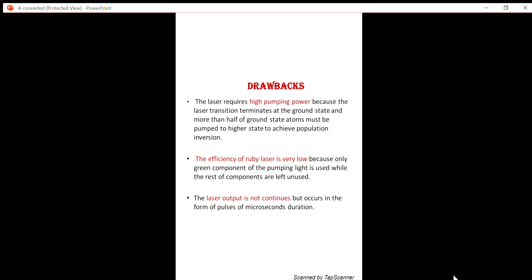Drawbacks of ruby lasers. The efficiency of the ruby laser is very low because only the green component of the pumping light is used, while the rest of the components are left unused. The laser output is not continuous but occurs in the form of pulses of microsecond duration. The laser requires high pumping power because the laser transition terminates at the ground state, and more than half of the ground state atoms must be pumped to the higher state to achieve population inversion.